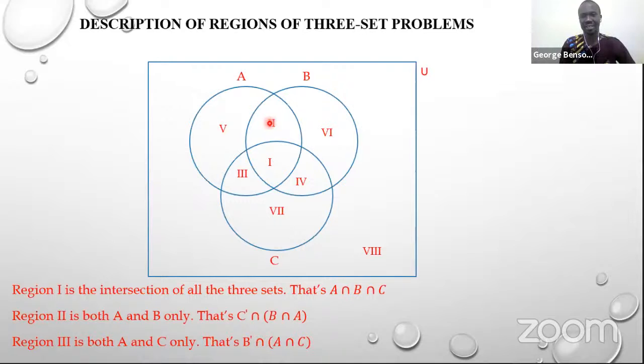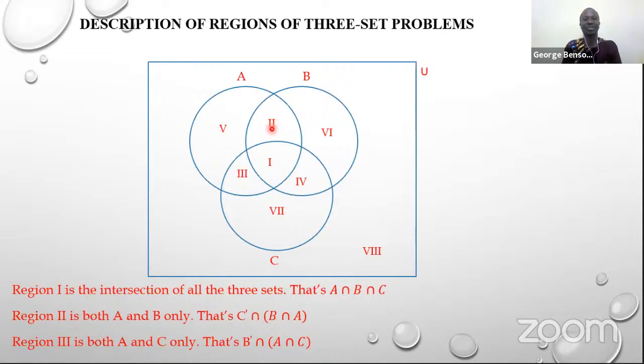Is that okay? In a question, they can say A and B only, or they'll just say A and B. When they just say A and B, that means you have to subtract this one from the A and B before you get A and B only. When we come to the example, I will try to throw more light on that so that it becomes clear.